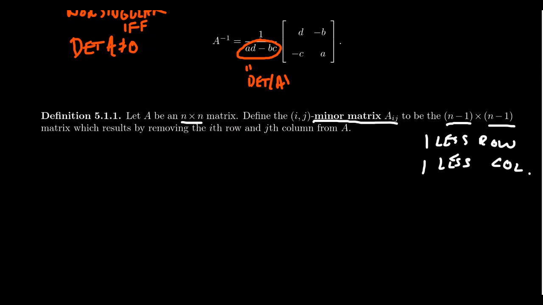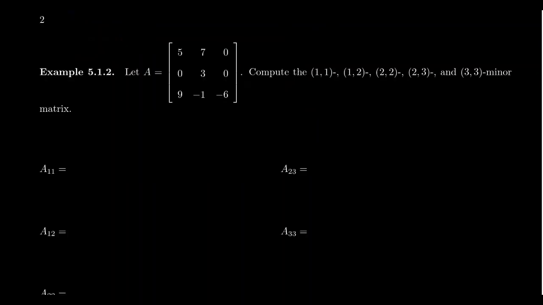That's because the minor is formed by removing the ith row and the jth column of A. Now remember, when it comes to matrices, we always reference the row first. So we have this ij position, we get the ith row first, and then we talk about the jth column. When we talk about the ij minor, the ith row is going to be removed and the jth column. Let's see an example of this. Take a 3x3 matrix A, you see in front of you 5, 7, 0, 0, 3, 0, and 9, negative 1, negative 6. Let's calculate a couple of minors.